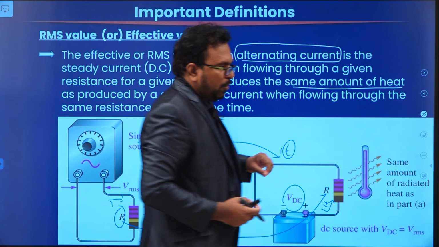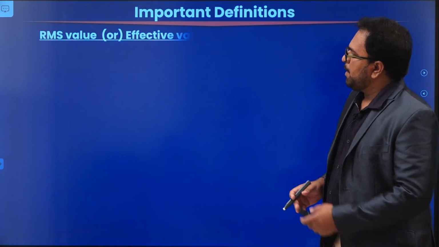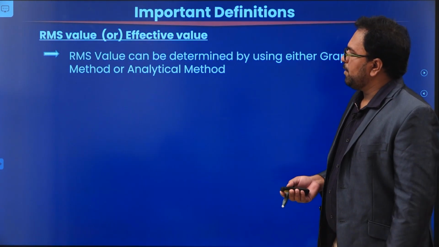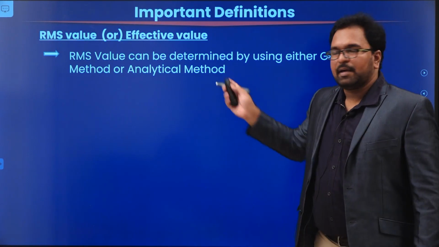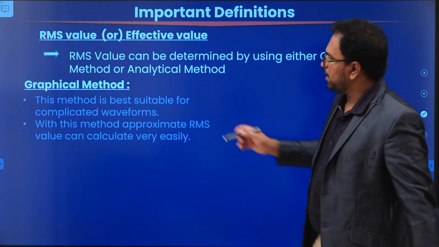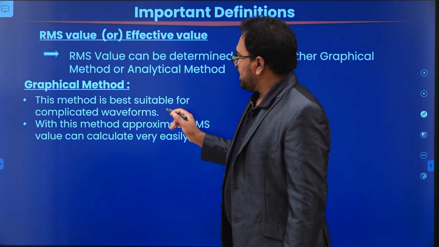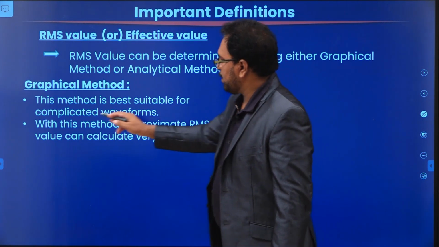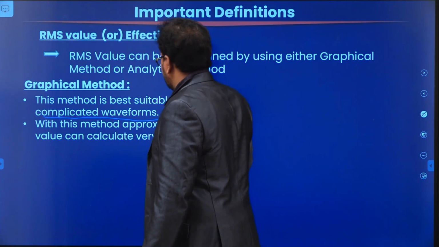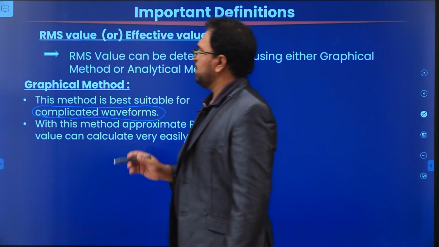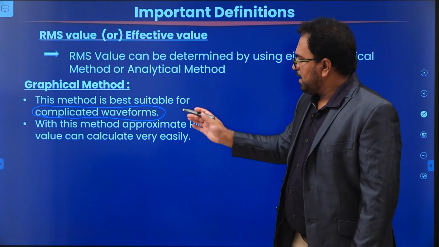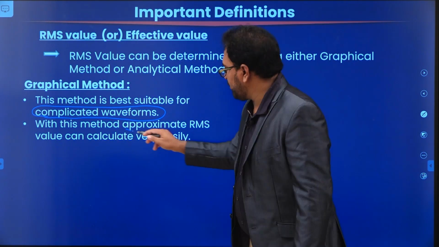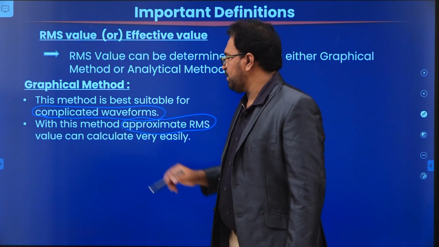So mathematically, how are you going to calculate this? The RMS or effective value can be calculated by using either the graphical method or the analytical method. Let us see how to calculate it using the graphical method. This graphical method is best suited for complicated waveforms. We are not going to use this method much because it is not that accurate. It will give only an approximate RMS value.